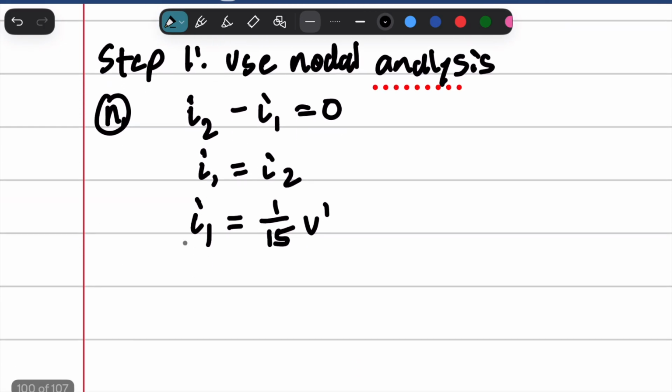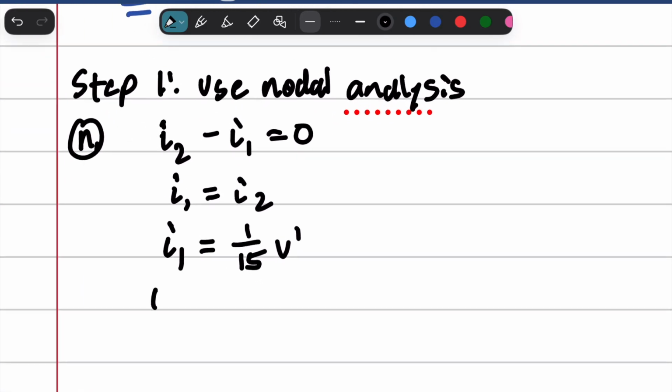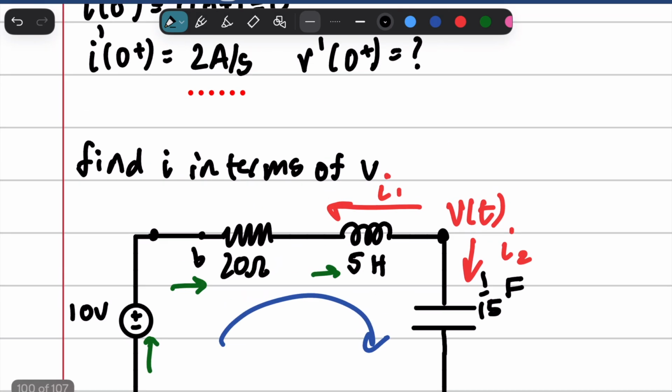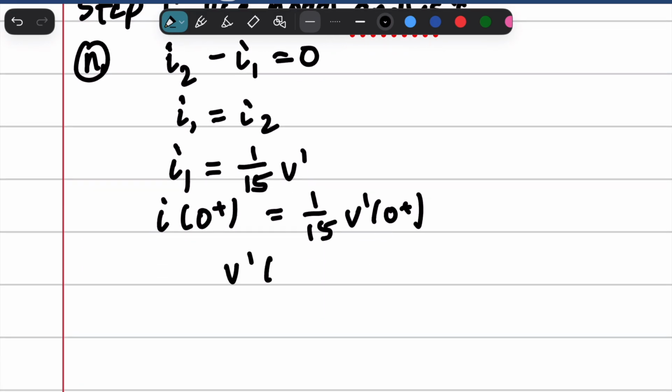And so we're going to take the prime of both sides, right? And we're going to say I 0 plus prime, not prime, sorry. We're going to take the 0 plus of each side, is equal to 1/15 V prime 0 plus. And we know what I 0 plus is from earlier analysis, and that's just 0. So V prime 0 plus equals 0. So now we can move on, okay? And we can move on.